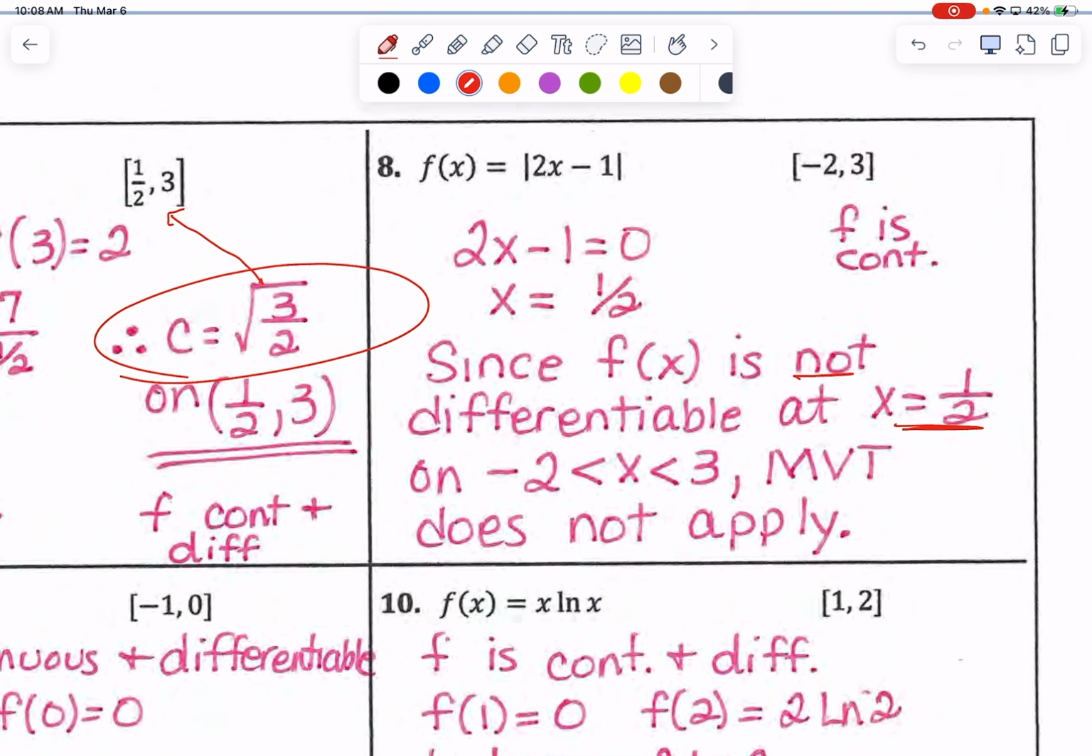Wait, hold on. Oh, yeah. And that's between negative 2 and 3. So it is non-differentiable on the open interval, so MVT does not apply. You did not have to do any work for this one.